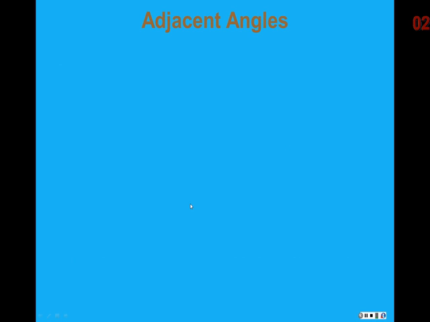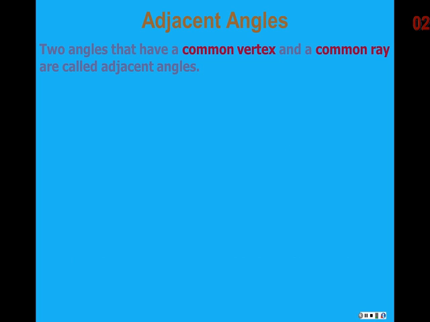Adjacent angles. What does adjacent mean? You guys remember what that word adjacent means? No, they're not on opposites, but it does have something to do with their sides. No, they're not the same size necessarily. Adjacent means they're right next to each other. So what's another way to say that? Side by side, remember? That's two angles that have a common vertex and a common ray.